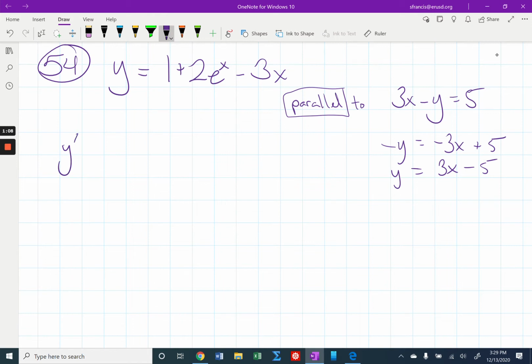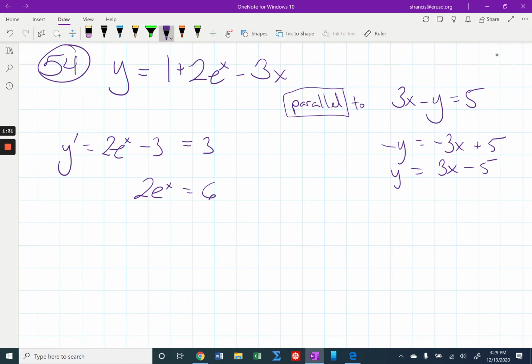So if I take a look at the derivative: the derivative of 1 is 0, and the derivative of 2e^x is just 2e^x, minus 3. And so there's the derivative. I need a slope of 3, so I'm going to set the derivative equal to 3 so I can start to solve. So 2e^x is going to equal 6.